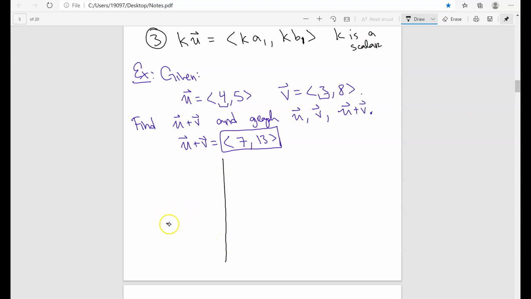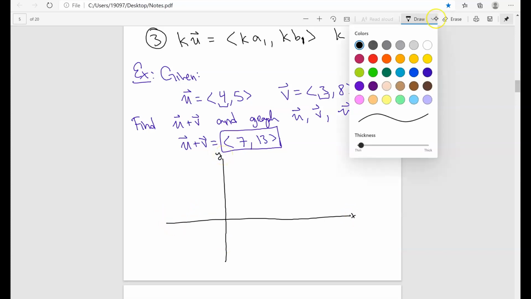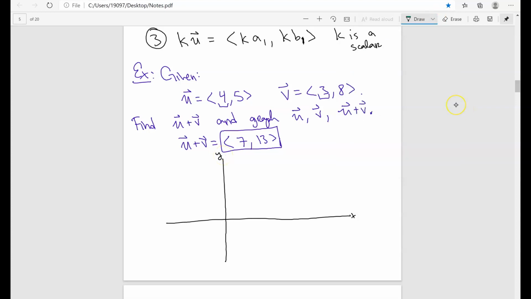So here's x and y. We're going to first start off by graphing u. So u is going to be 4, 5. So it's 1, 2, 3, 4, then comma 5: 1, 2, 3, 4, 5. Okay, so this one's going to be right there.